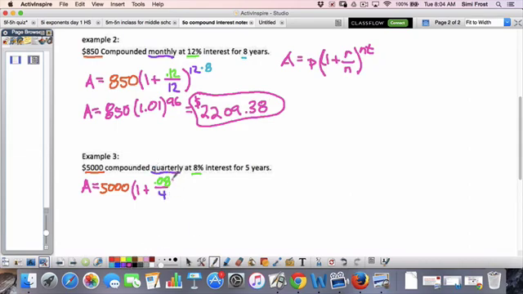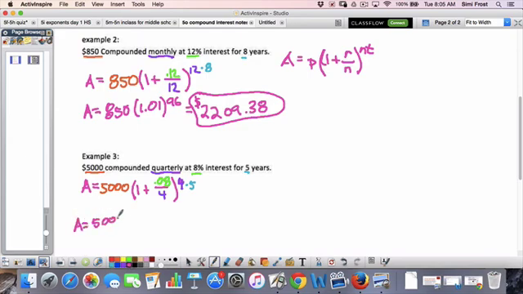And then we're going to raise the whole thing to the power of the number of times per year times the number of years. So quarterly, once again, would be 4 times the number of years, 5 years, and then go ahead and figure this all out.